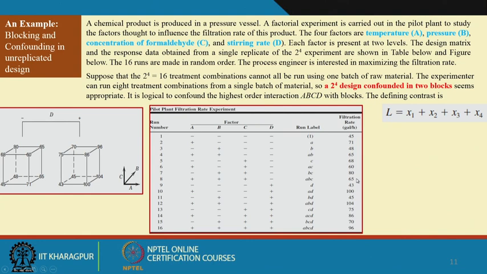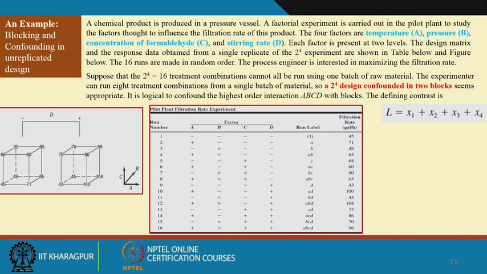So that means under each block there will be 8 runs. So 8 different treatment combinations will be allocated to block 1, another 8 treatment combinations will be allocated to block 2. Okay. And this is the geometric representation of this 2 to the power 4 design, and there will be 2 cases.